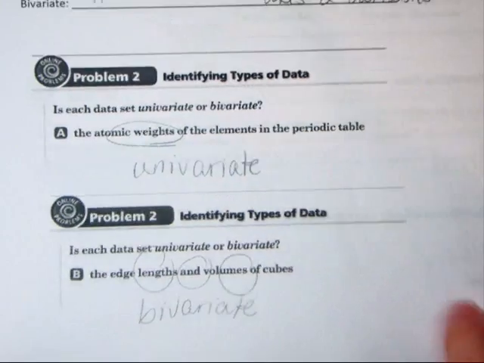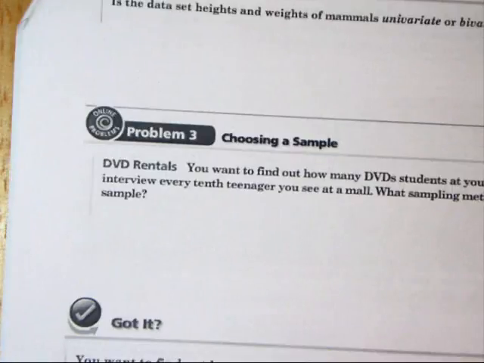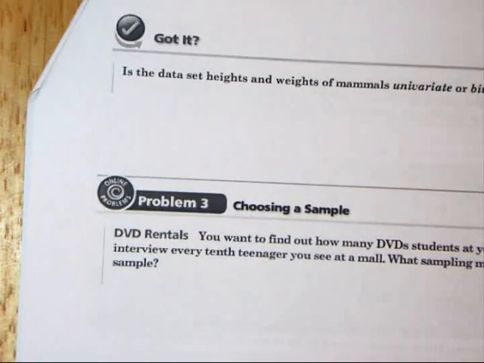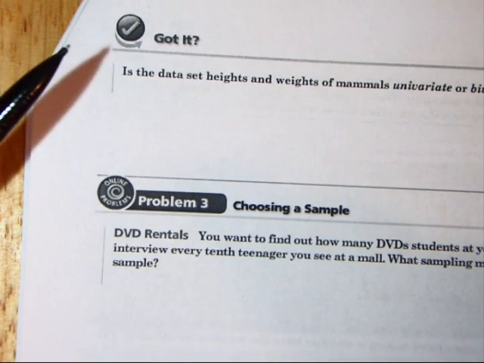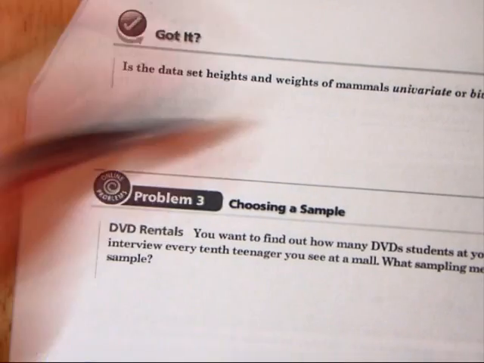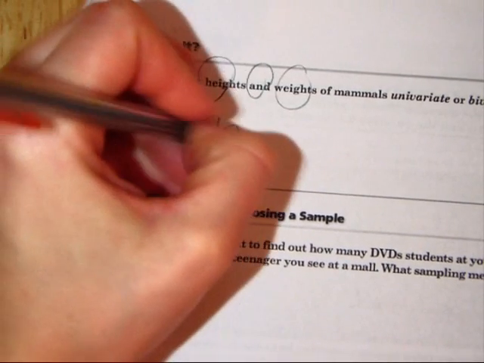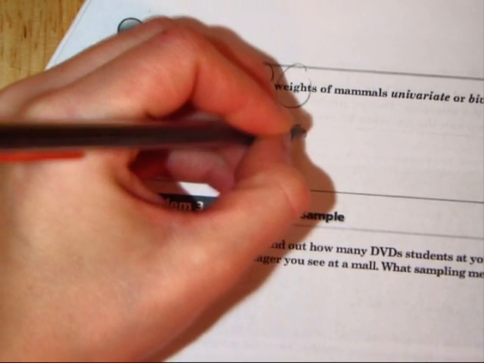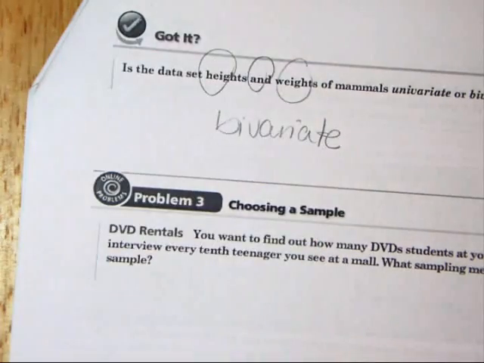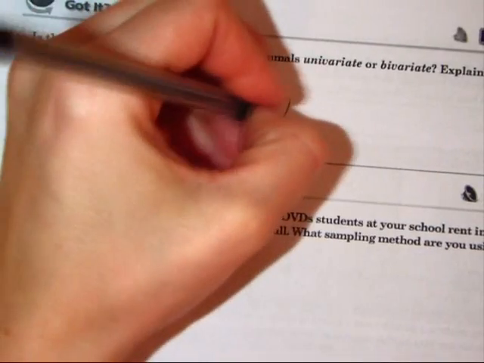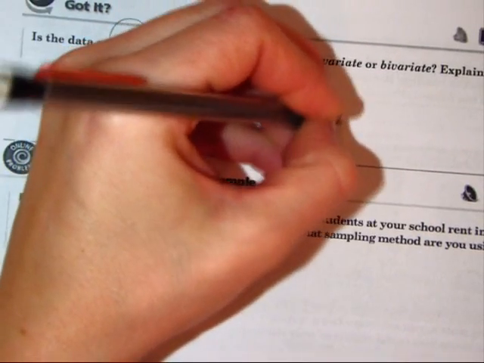Okay, moving on. The next data set is heights and weights. Heights and weights. Do you see how we have that keyword heights and weights? That's bivariate. Why? Because we have 2 variables.